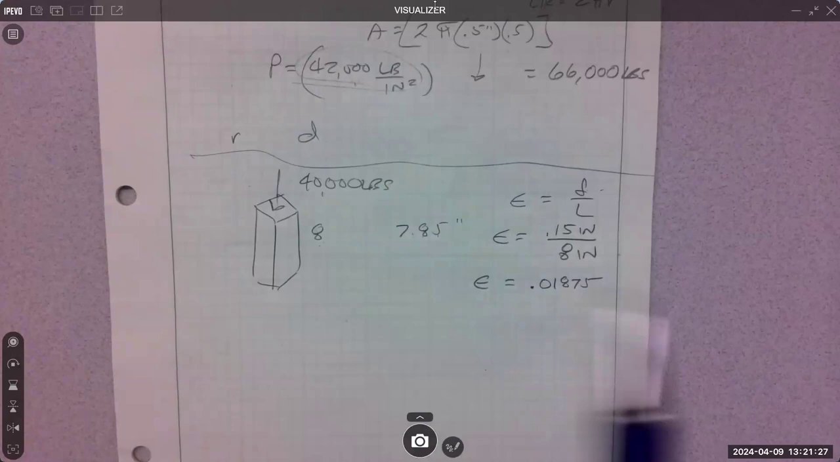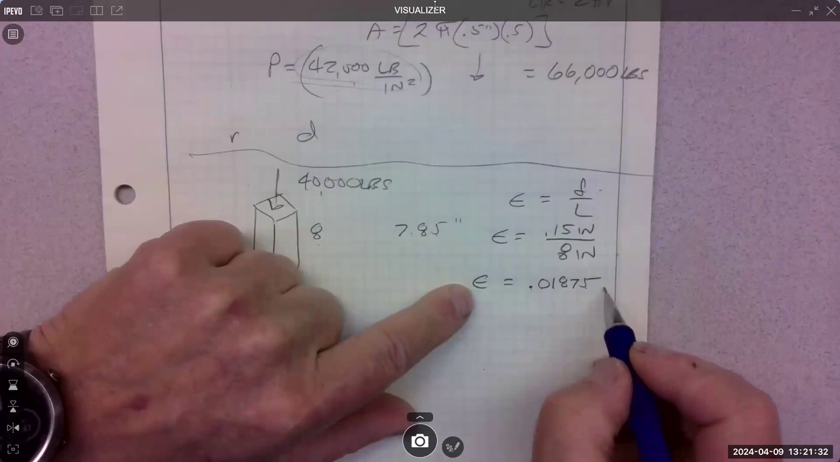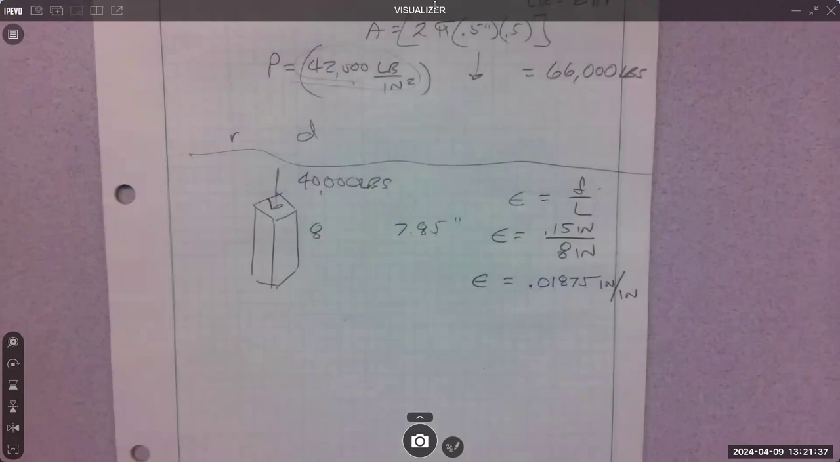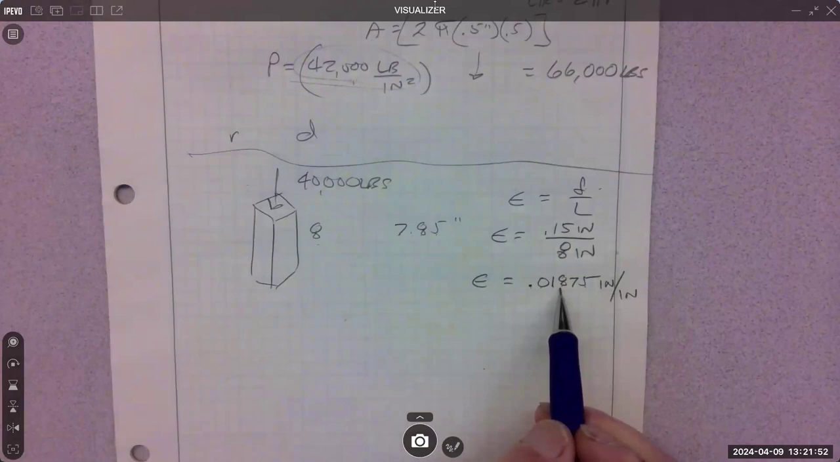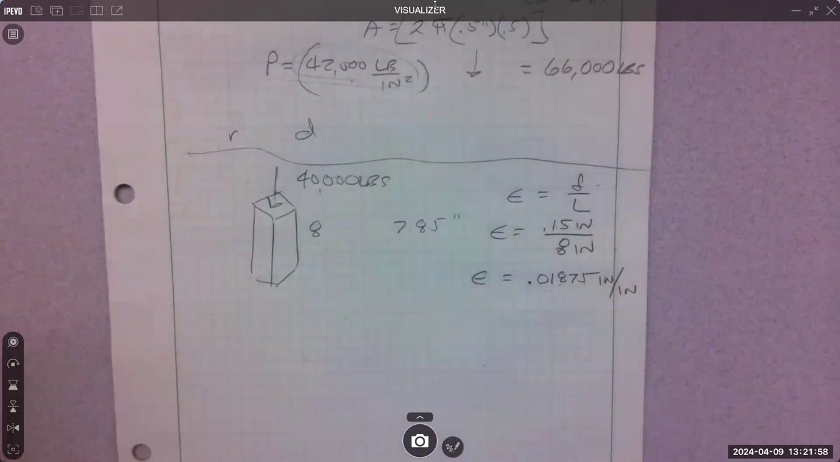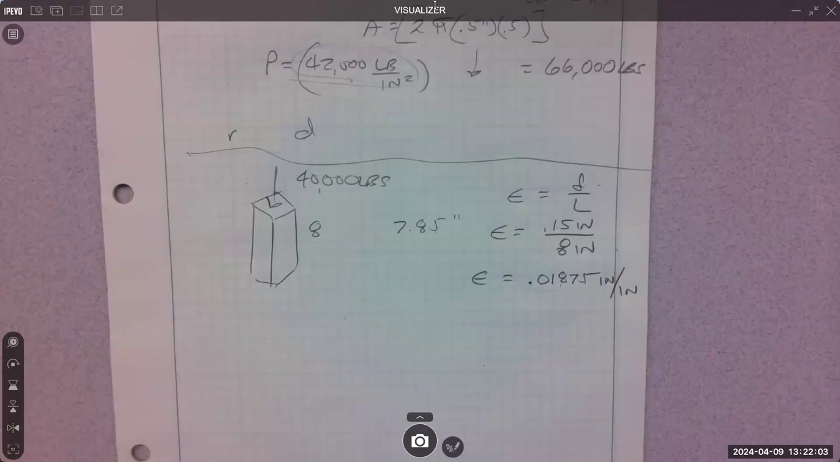It's 0.01875 inches in every inch. It changes that much in every inch. So strain, I know it's weird, but we refer to strain as per unit length. So if you have 8 inches, you're going to get 8 of these for the total elongation. If you take 8 times this, you better get 0.15, and you would. So it is unitless. If you use strain in another equation, it has no unit, but we do refer to it as inches per inch or millimeters per millimeter of change, because it is telling you how much change per unit length.